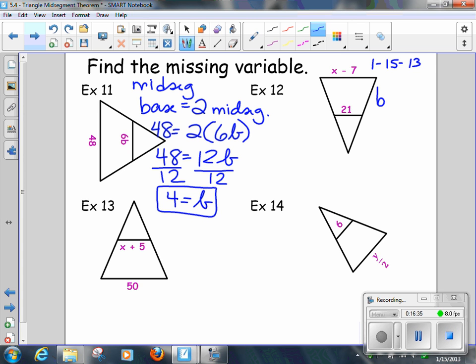What? 48 divided by 6? No. No, wait a minute. Which would be 8. No. Which divided by 2 would be 4.